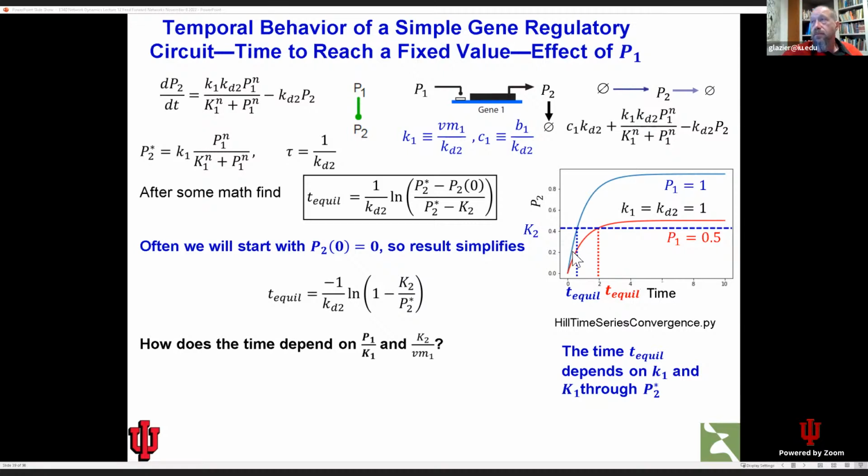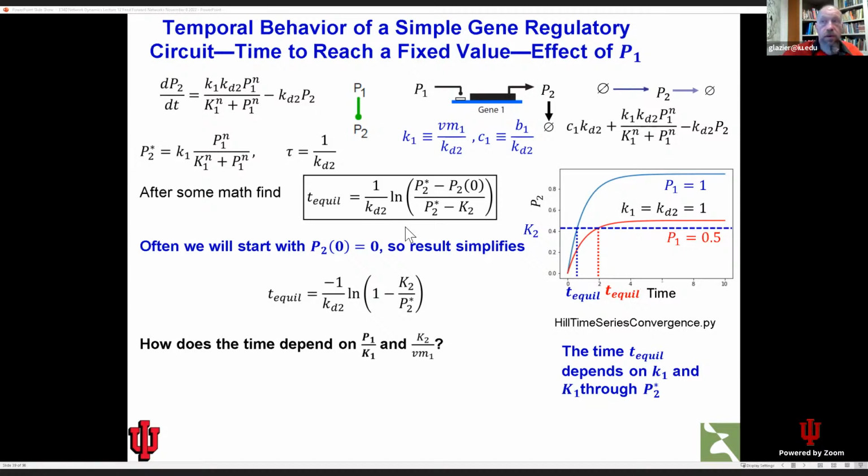If I invert this by hand, and as I say, it takes a little bit of algebra, it's not terrible, I find that the time to get to a value of K2 has the following form. It's 1 over KD2, that's the decay rate. And that maybe seems a little bit, actually it makes sense, I guess. If the decay rate is fast, actually maybe not. I would think that if the decay rate is fast, the equilibration time would be longer. And so this looks a little bit contradictory.